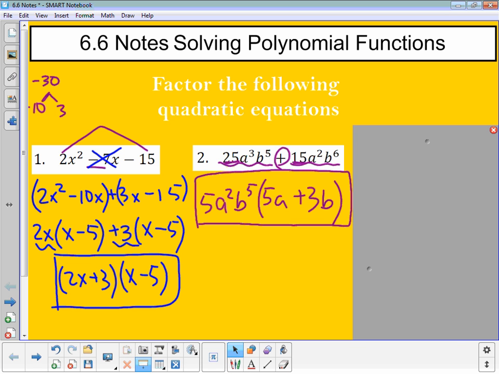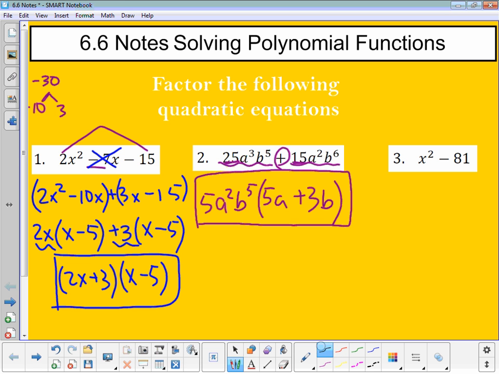And now the very last one. Again, I want to check and see, there's only 2 terms here, so I need to see if they're a difference of 2 perfect squares. X squared is a perfect square, 81 is a perfect square, and this is a difference. So that is what I have here. It's a difference of 2 perfect squares.